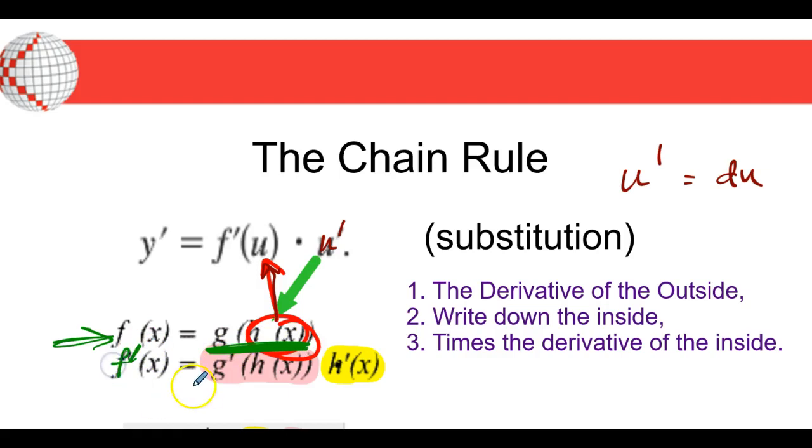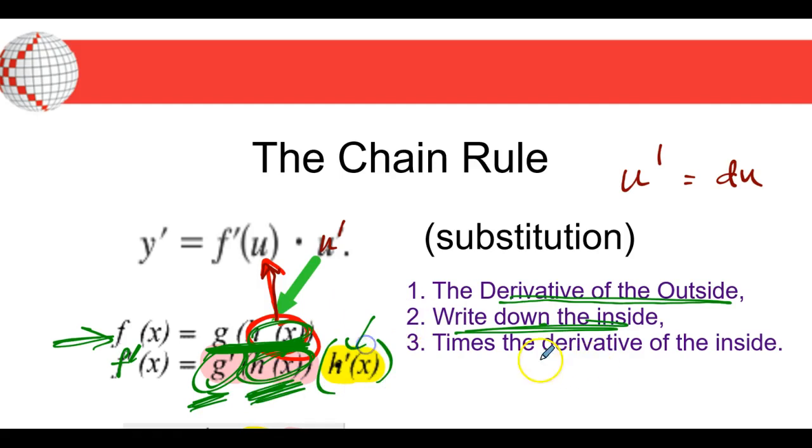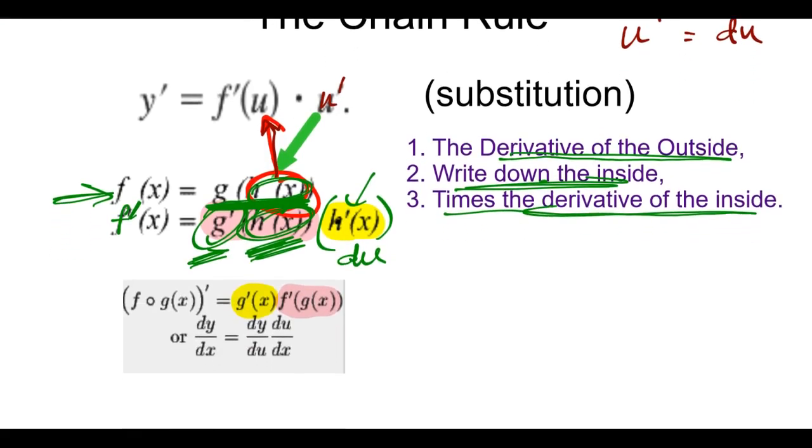and they're going to ask you to find the derivative of that. And the derivative is literally the derivative of the outside, which is this g prime x, write down the inside. So they just took that h of x function and just wrote down the inside function. So it's the derivative of the outside, write down the inside, and then times the derivative of the inside, which sometimes I refer to as the du, the derivative of u. So again, it's the derivative of the outside, that's the g, just do the normal derivative, write down the inside, times the derivative of the inside.